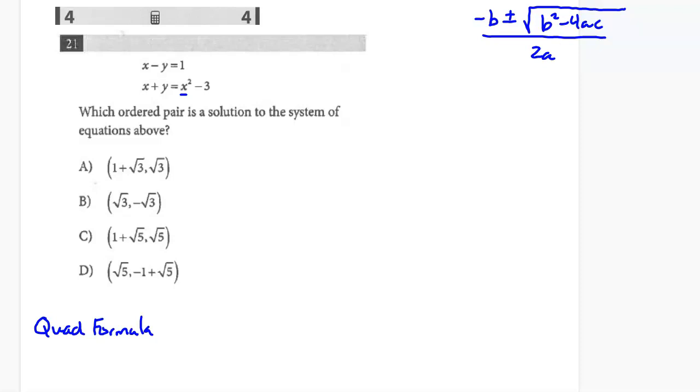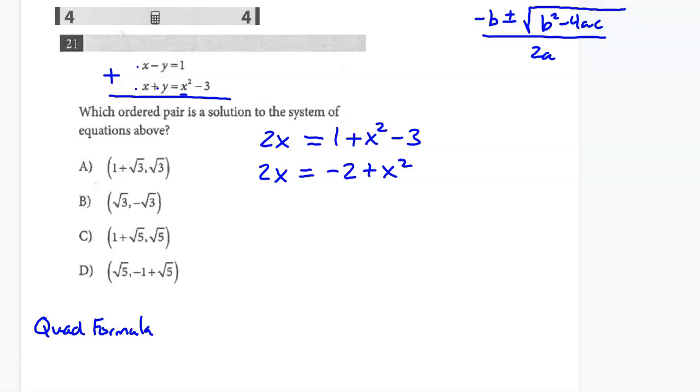So on this top piece, actually I could use elimination too if I wanted to. Let's try elimination right now. If I add up these two rows, I get x plus x, which would be 2x. Negative y plus positive y cancels out. It eliminates. Then I get 1 plus x squared, and then a minus 3. So when I clean all of that up, I get 2x equals negative 2 plus x squared.